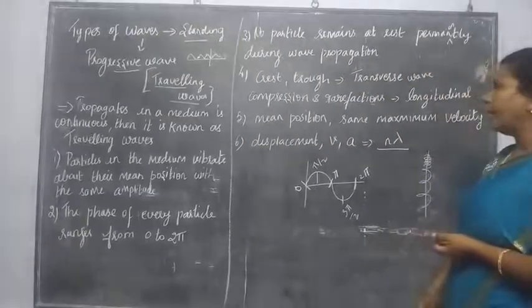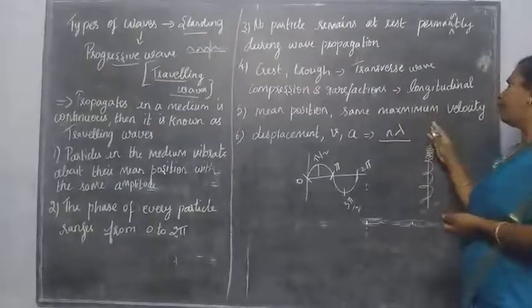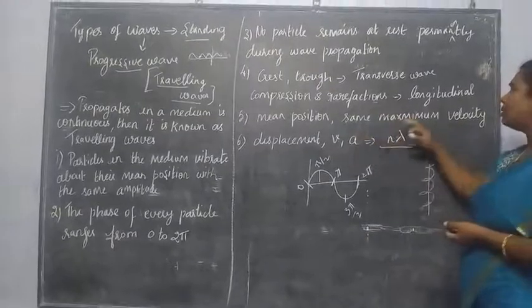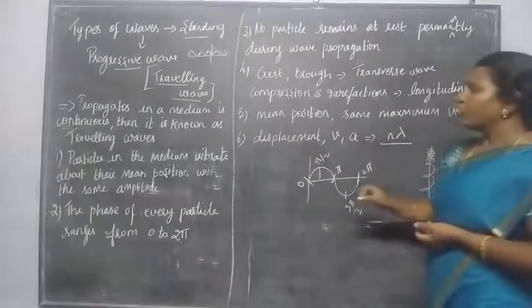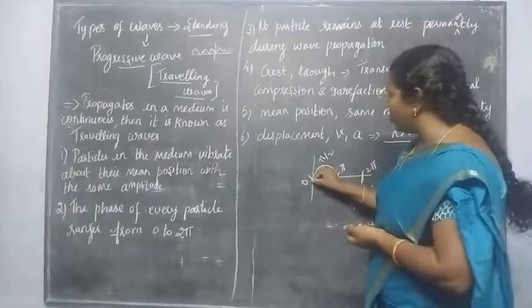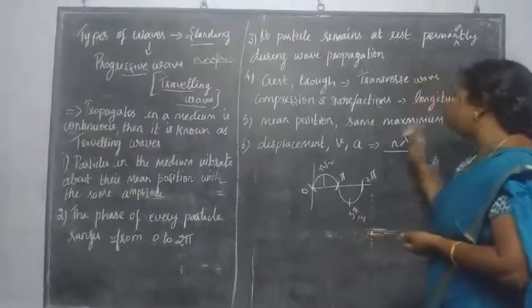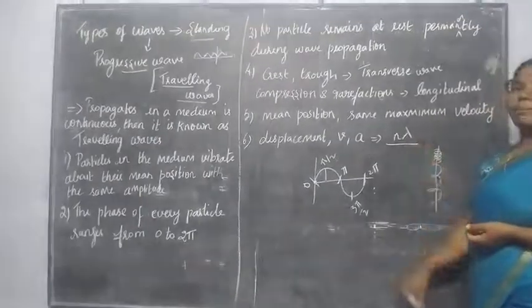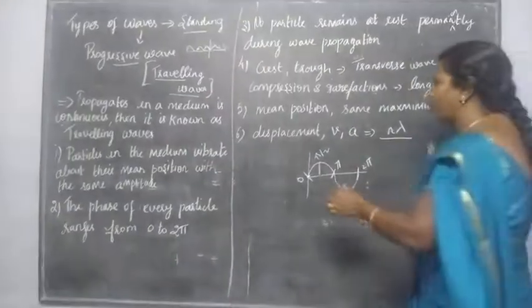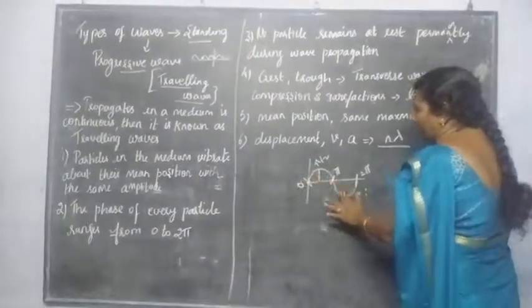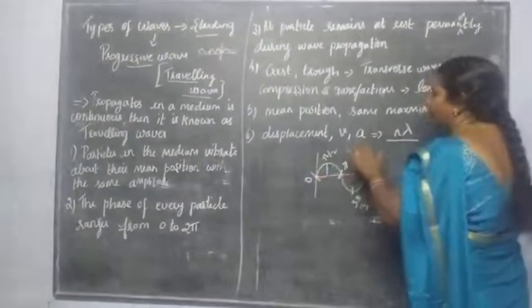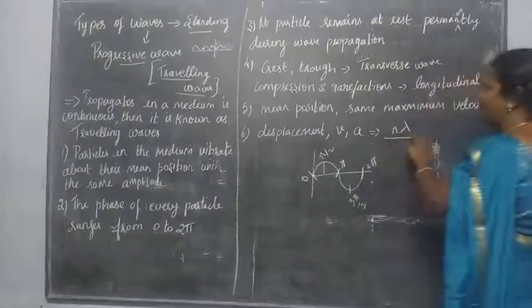Okay, and then what is the mean position? See, at the mean position the particles have the same maximum velocity. So when it starts at the mean position, the particles will have the same maximum velocity. Therefore, the displacement, the velocity and the acceleration can be differentiated by n lambda.